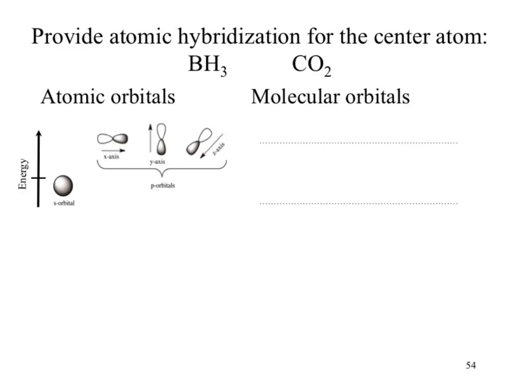So, if we were to look at some atomic hybridizations for these, BH3 I just drew out real quickly, so let's skip BH3 and let's move to CO2. If we look at the Lewis structure for CO2, what do we get?